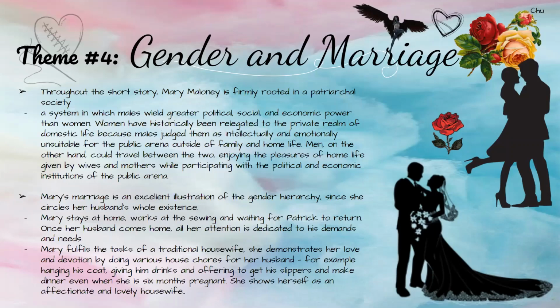Mary's marriage is an excellent illustration of the gender hierarchy. Since she circles her husband's whole existence, Mary stays at home, works at the sewing, and waits for Patrick to return. Once her husband comes home, all her attention is dedicated to his demands and needs. Mary fulfills the task of a traditional housewife. She demonstrates her love and devotion by doing various house chores for her husband. For example, hanging his coat, giving him drinks, offering to get his slippers, and making dinner even when she's 6 months pregnant. She shows herself as an affectionate and lovely housewife.